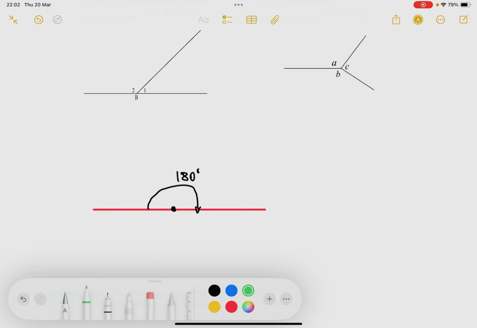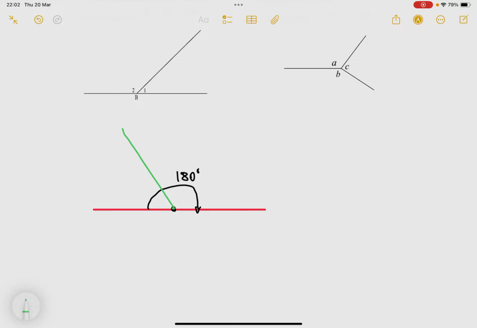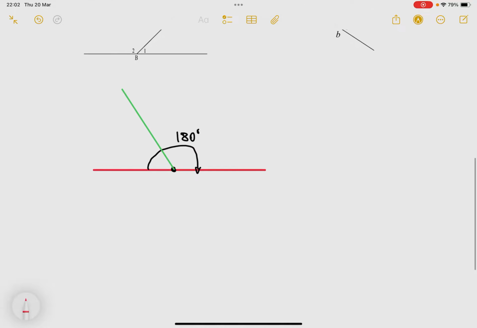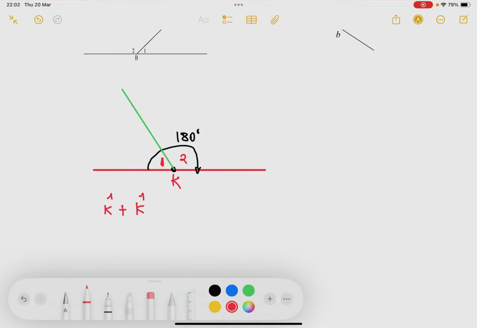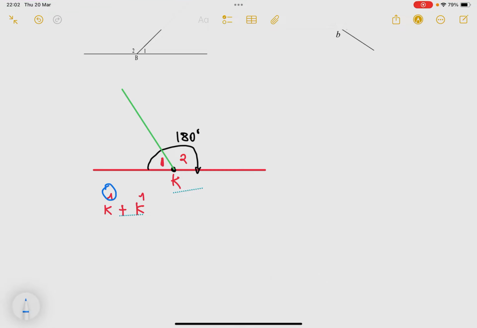So let's say that we draw a line from that point to anywhere here, right? Let's just call this point K. We're going to call this angle K1 and this angle K2. So if we want to add K1 and K2, we need to say we want to add angle K1 plus angle K2. This is not a mistake. To show that this is an angle, I'm adding those little hats on the top.